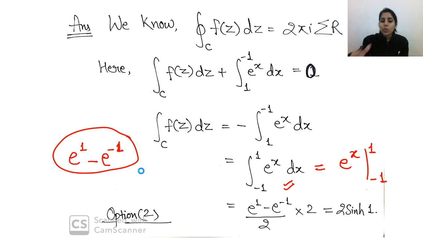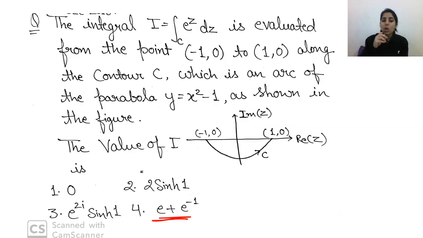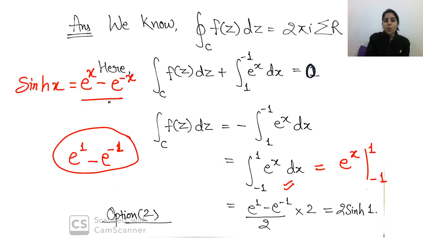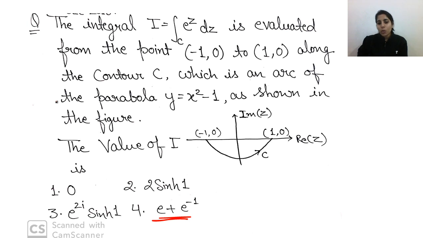That means to reach the correct answer, which will also be given in the options, I have to change the form. And how can I change the form? Then I should know this formula: sine hyperbolic x is equal to e to the power x minus e to the power -x upon 2. This is the formula for sine hyperbolic x. Now again the question is, how will I get to know that I have to convert it into the form of sine hyperbolic?